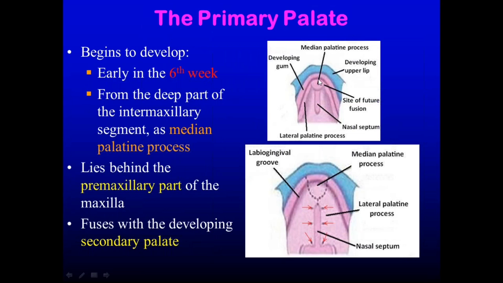Now the primitive palate begins in the 6th week of intrauterine life from the anterior part, from the intermaxillary segment as the median palatine process. Behind that you have two lateral palatine processes arising from the maxillary bone. These are shelf-like projections from the maxillary bone which will form the anterior two-thirds of the hard palate. And the premaxillary part is formed by the median palatine prominence, that is a part of the intermaxillary segment.